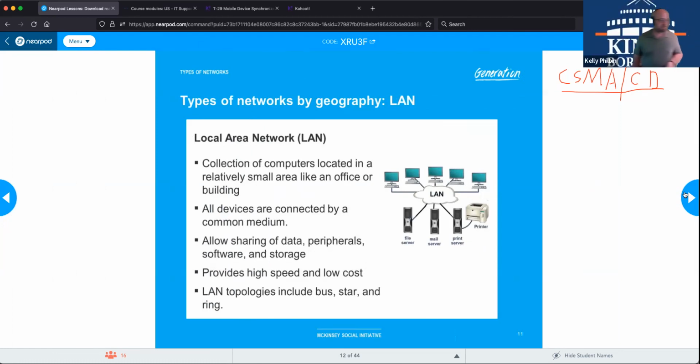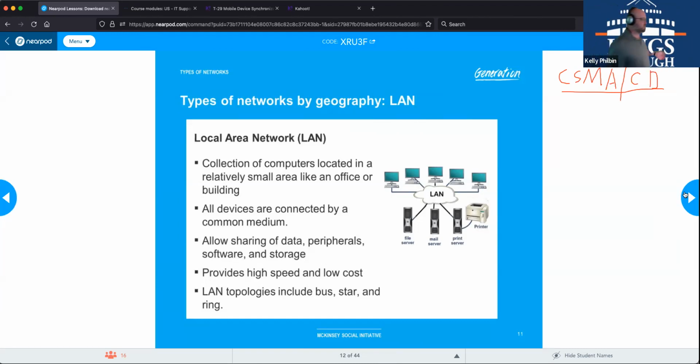All right, let's expand that out just a little bit further, and we'll talk about a local area network. Now, a local area network would be centralized in a small area, like an office or a building.